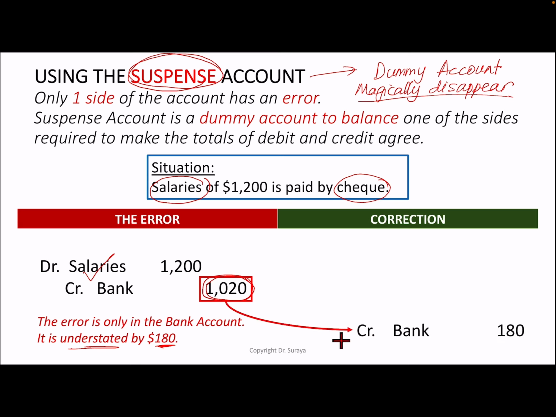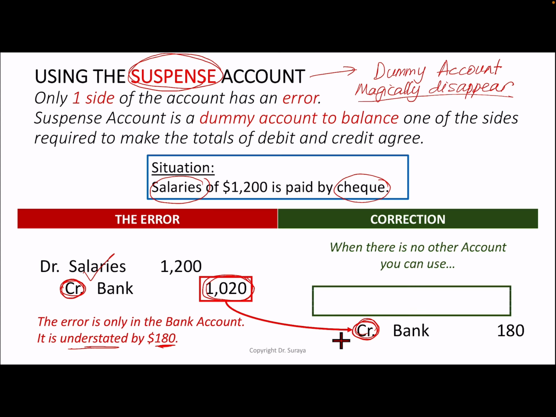So the same rule applies. If it is a credit and you need to plus, it has to be recorded at the credit side too. So now 1,020 plus 180 is 1,200. The bank is now correct. However, there is no other account you can use. If you put it in your salary, then your salary is going to be 1,380 in total. Again, you're going to come back to not being balanced.